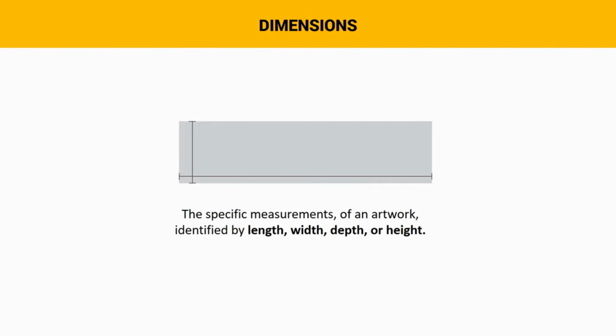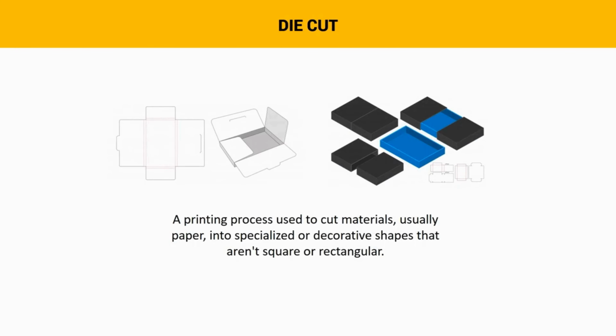Dimensions. The specific measurements of an artwork, identified by length, width, depth, or height. Die cut. A printing process used to cut materials, usually paper, into specialized or decorative shapes that aren't square or rectangular. For example, a circular invitation with fancy lace-style edges has been die cut.